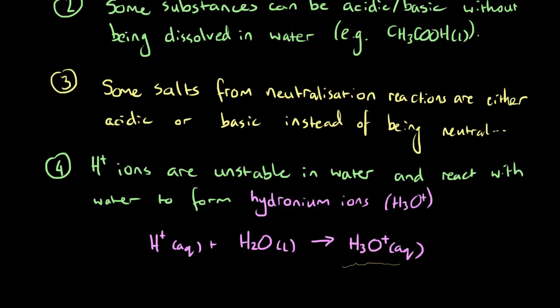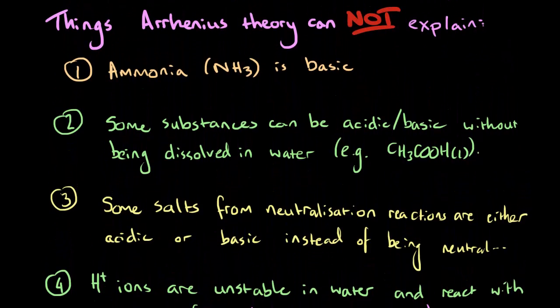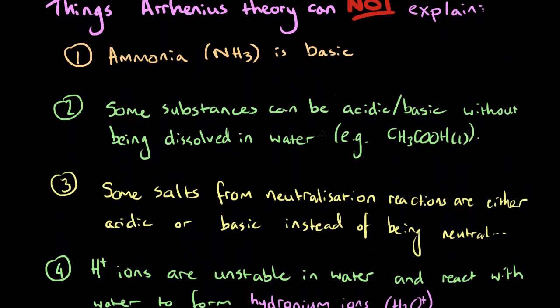In the next video we're going to have a look at Bronsted-Lowry theory, which is a newer model of acids and bases, with the key idea being that Bronsted-Lowry theory can explain some of these things that Arrhenius theory cannot.